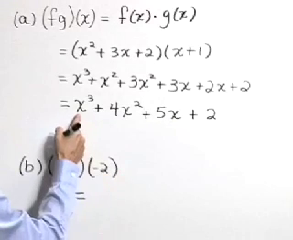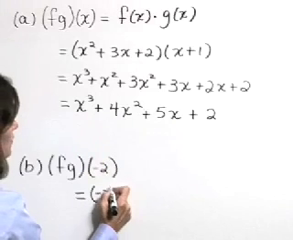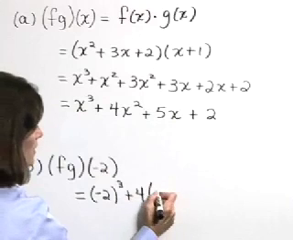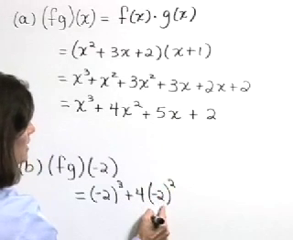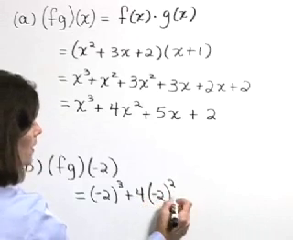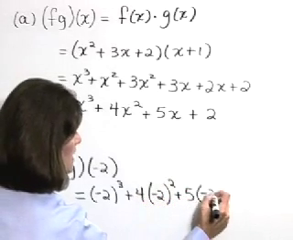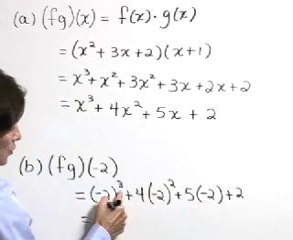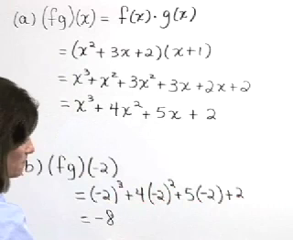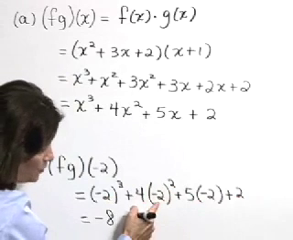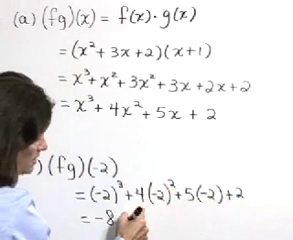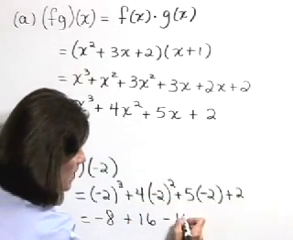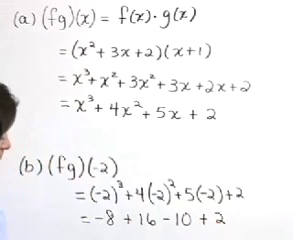Put negative 2 in for x up front to get a negative 2 to the third, plus 4 times in place of x, negative 2. So that's a 4 times negative 2 with the negative 2 squared, plus a 5 times negative 2 plus 2. And let's evaluate. Negative 2 quantity cubed is negative 8. With our second term, negative 2 quantity squared is 4, times 4 is a positive 16. Next, we'll have a minus 10 and then a plus 2.